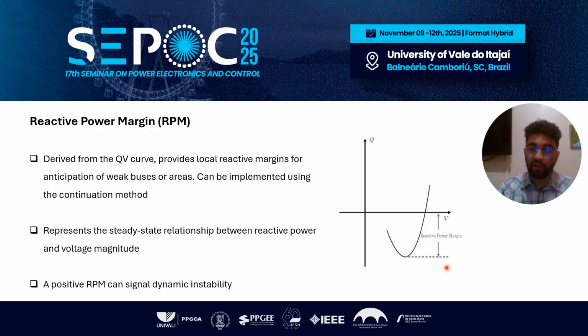As we can see in our graph, this region is a negative region of the QDQ, where we analyze the difference, and usually the positive region of the QV curve is where we can have our instability region of our system.